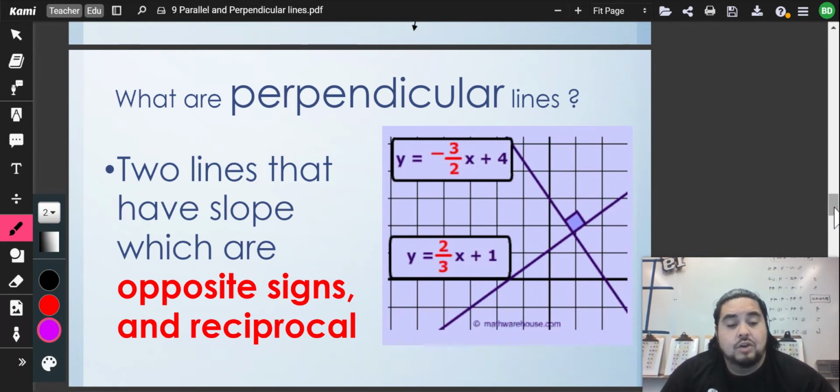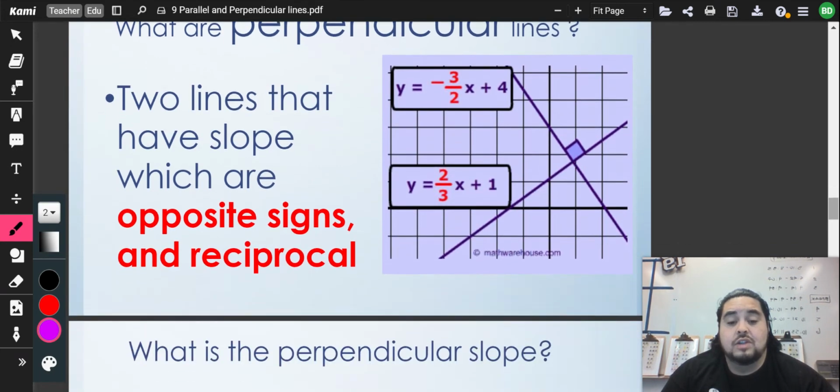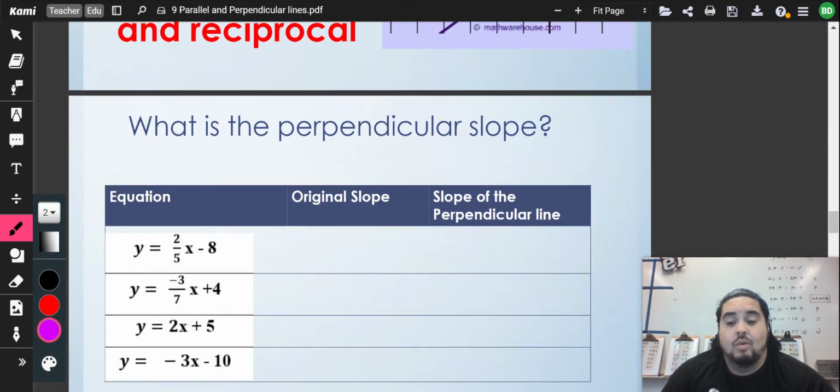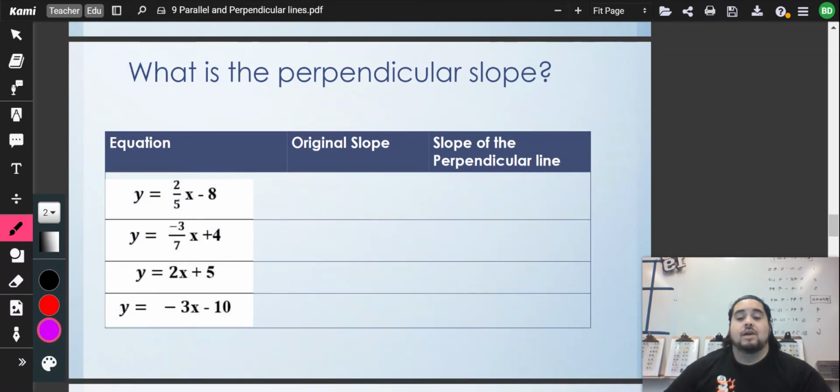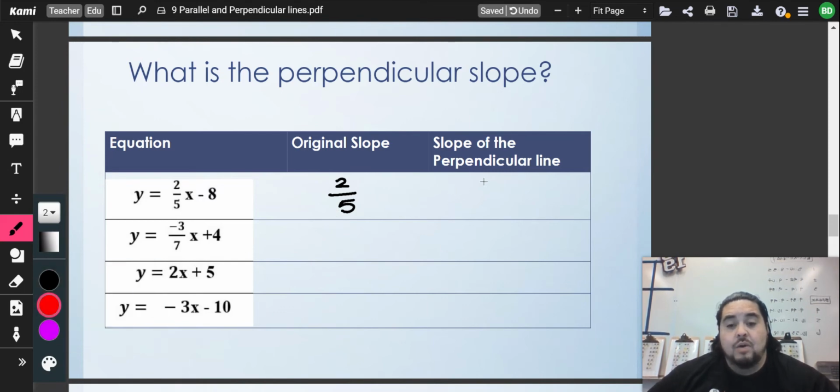Now, I want to practice that a little bit. It's not as easy as parallel where you're looking for the same exact slope. So we're going to look at these 4 lines that are given to us. We're going to write down the original slope, and then write down what the perpendicular slope would be. For my first line, the original slope is 2 over 5. And now the perpendicular slope, I flip that over and change the sign, negative reciprocal. So that would be 5 over 2, and I make it negative.